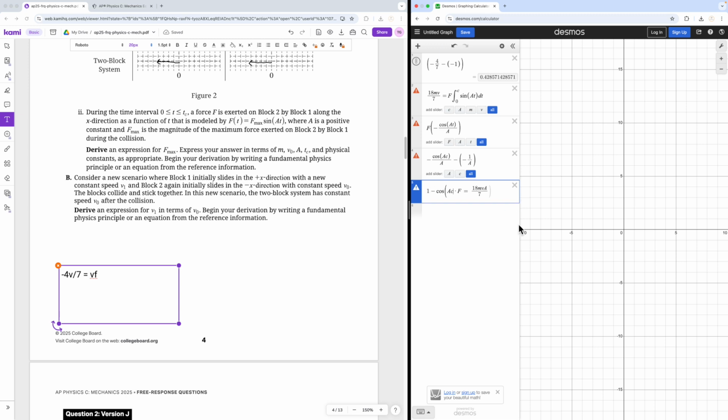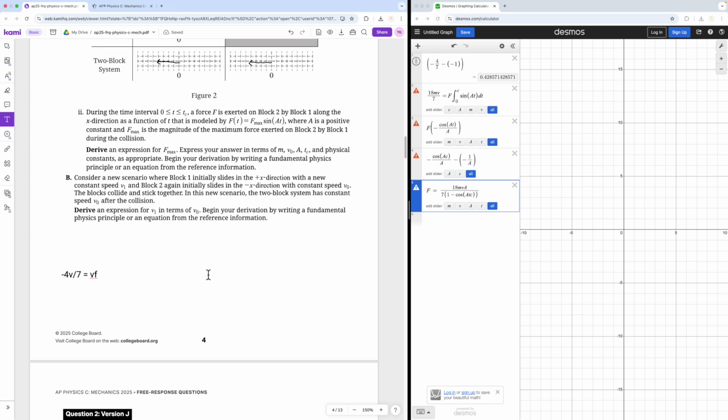So we're just going to divide this to the other side, like so. 1 minus cosine A times, this is TC, now we can write that. And this is the function for your maximum force. So we're just going to write that over here again.